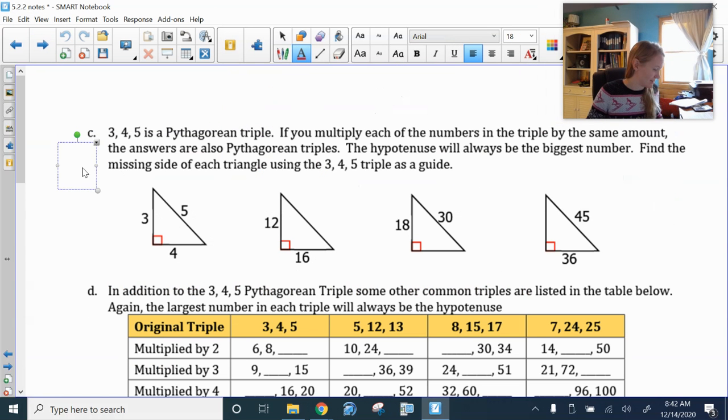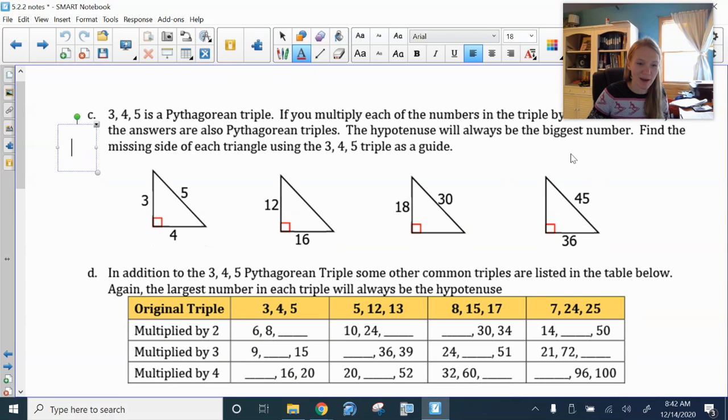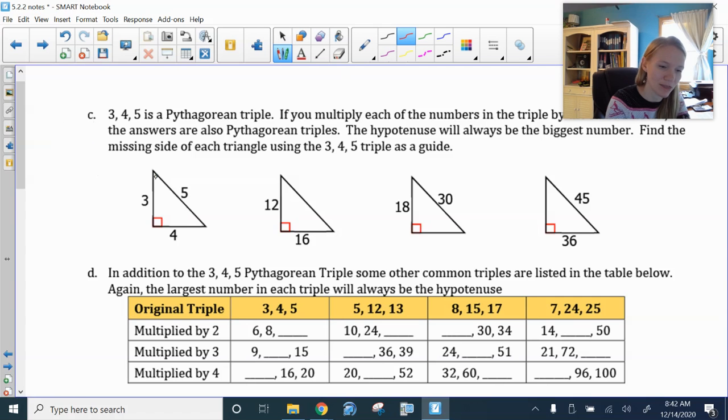So on the back, last end of the packet, guys. 3, 4, 5 is a Pythagorean triple. If you multiply the numbers in the triple by the same amount, the answer is also a Pythagorean triple. So the hypotenuse will always be the biggest number because the hypotenuse is the biggest side on the triangle. So it says find the missing side of each triangle using 3, 4, 5 as a triple as your guide. So we can see here 3 being the smallest side, 4 being kind of in the middle, and 5, the hypotenuse, being the biggest number. If we look at this next triangle, 12 is smaller than 16.